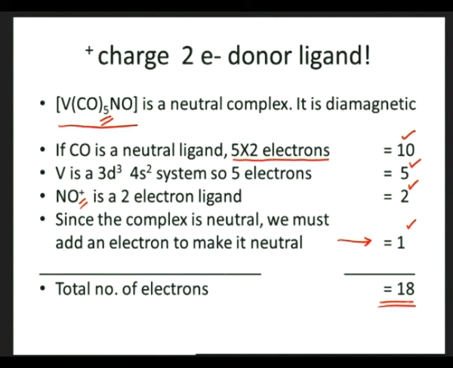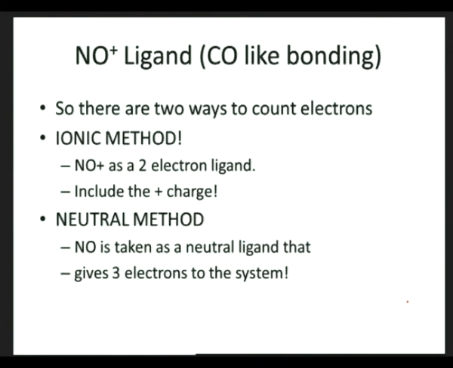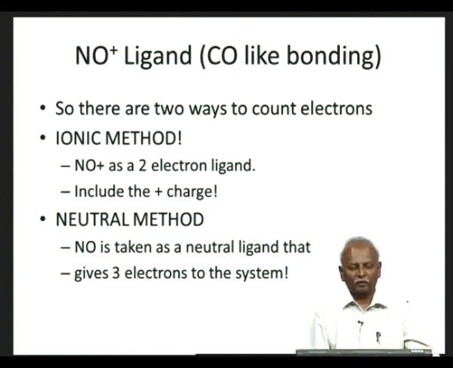We could have done this electron count in a slightly different way, and that brings me to this point that we have 2 different ways of counting electrons. There is what is popularly called the ionic method, and there is another method which is called the neutral method. So, there are 2 ways to count electrons around this. NO plus, if you use it as a 2 electron ligand, we should include the fact that it has a positive charge.